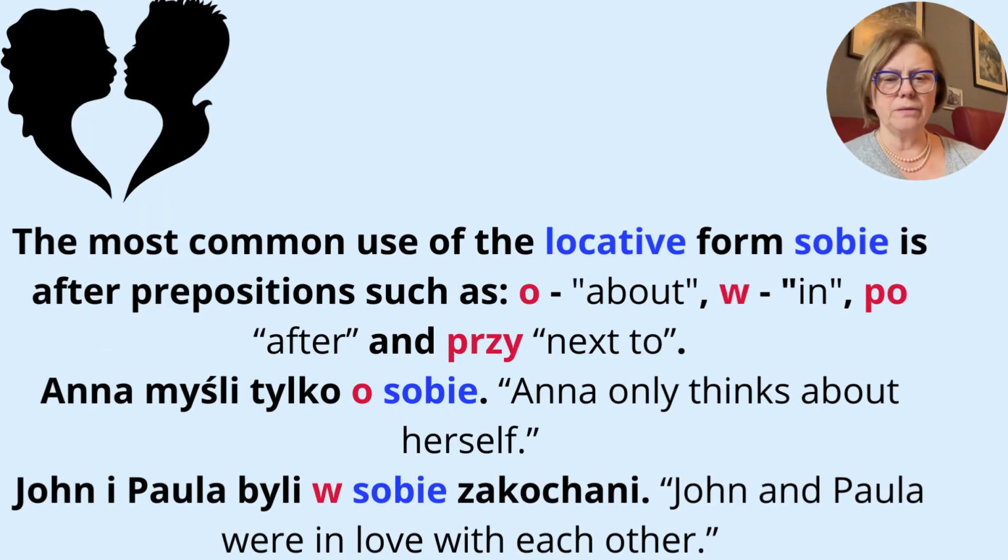The most common use of the locative form sobie is after prepositions such as o, about, w, in, po, after, and przy, next to. Anna myśli tylko o sobie. Anna only thinks about herself. John i Paula byli w sobie zakochani. John and Paula were in love with each other.